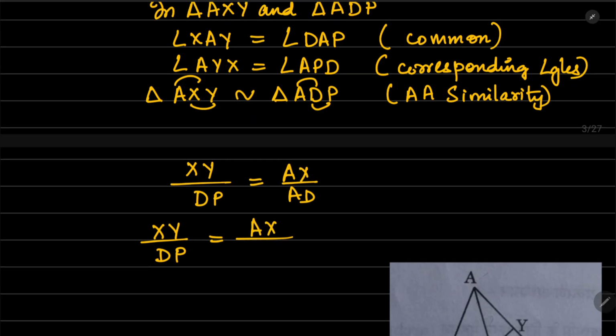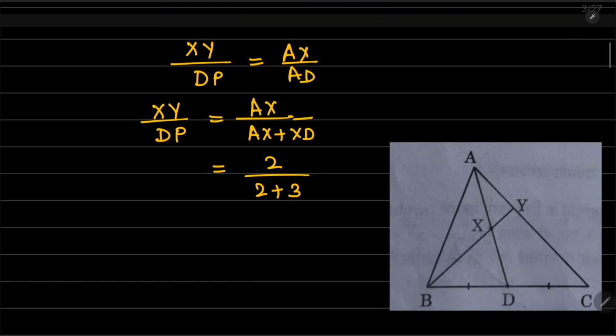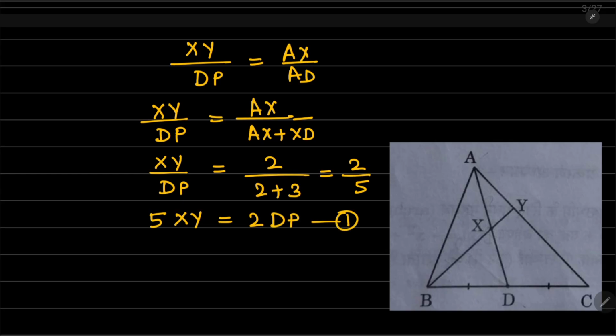So AX divided by AD is nothing but AX plus XD. So AX is nothing but 2 divided by 2 plus 3, which is 2 by 5. Okay, XY by DP is equal to 2 by 5. Right? When you cross multiply, what do you get? 5XY is equal to 2 times DP. Let this be equation 1.